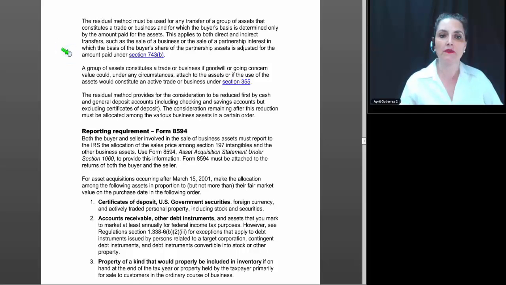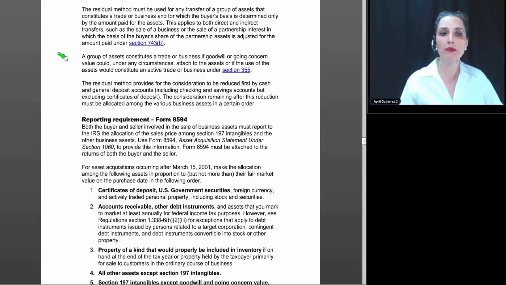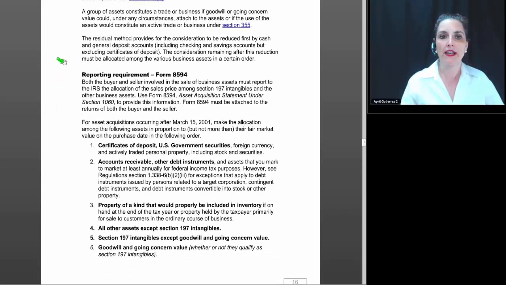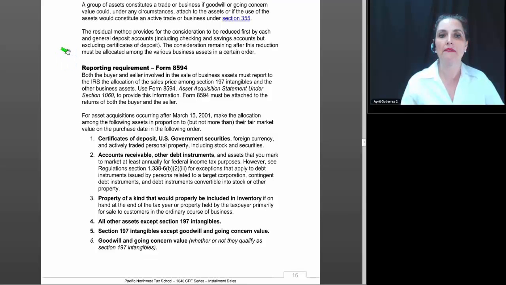under Section 743(b). A group of assets constitutes a trade or business if goodwill or going concern value could, under any circumstances, attach to the assets, or if the use of the assets would constitute an active trade or business under Section 355. The residual method provides for the consideration to be reduced first by cash and general deposit accounts, including checking and savings accounts, but excluding certificates of deposit. And the consideration remaining after this reduction must then be allocated among the various business assets in a certain order.